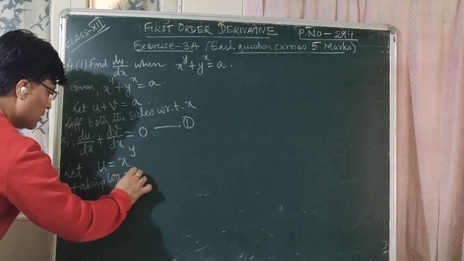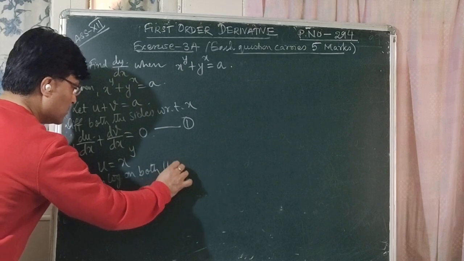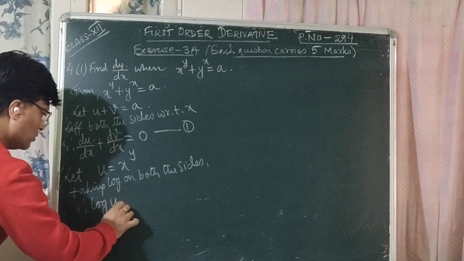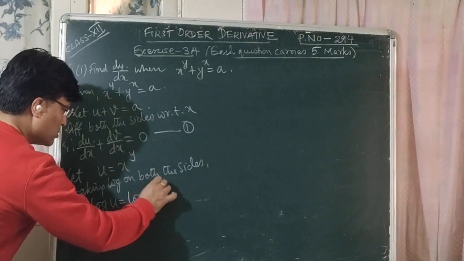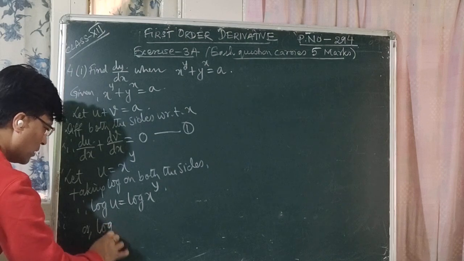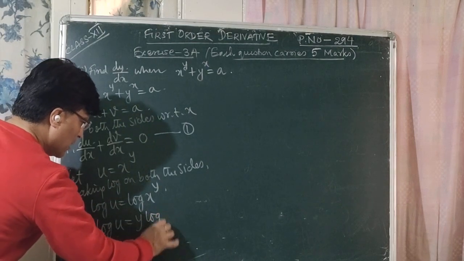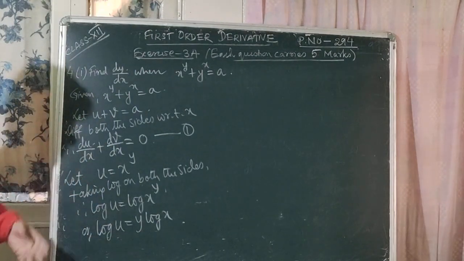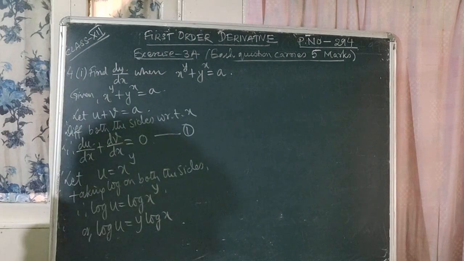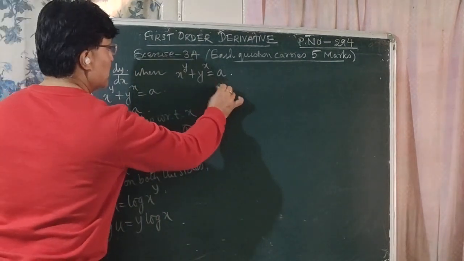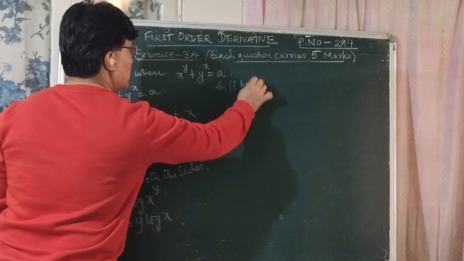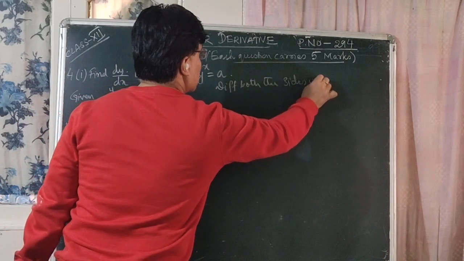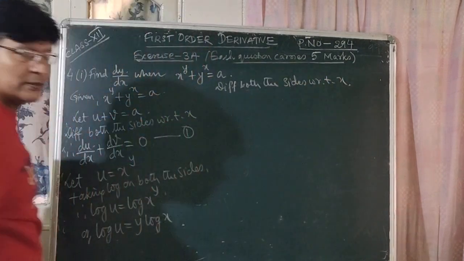Taking log on both the sides. What do we get? Log u is equal to log x to the power y, or log u is equal to, this is your y log x. So now we have to get the value for du by dx. That means you have to differentiate both the sides with respect to x. So let us write, differentiating both the sides with respect to x. Okay.